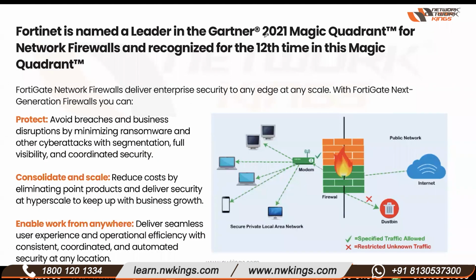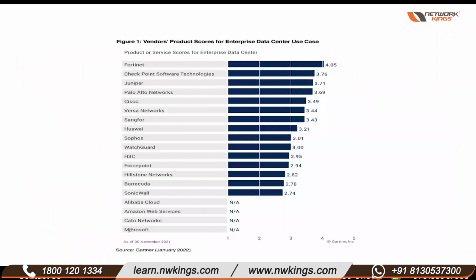This is the 2021 Magic Quadrant. Here the FortiGate firewall is in the leaders quadrant. There are four quadrants in Gartner, right? FortiGate leads in that, so it's one of the leading devices. I would say not one, it is a top leading device. And if you see the latest ranking as of January 2022 for enterprise customers, Fortinet is ranked 1. See the difference in overall performance.